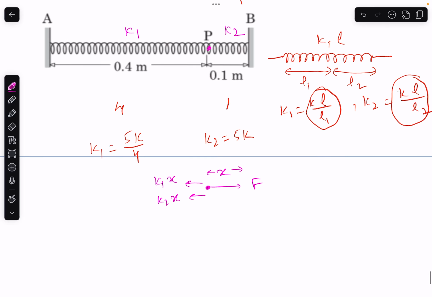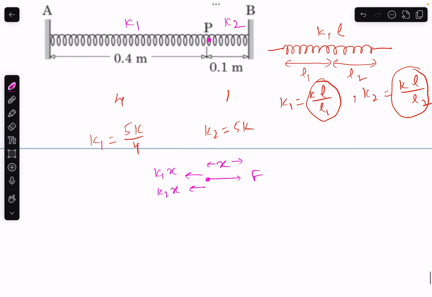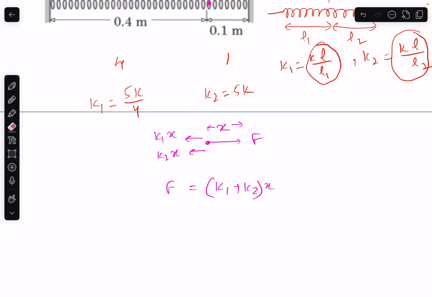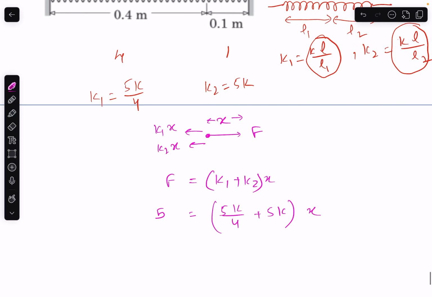Since the point P is moving without any acceleration, because this is an ideal massless spring, the forces must be balanced on the point P. So we can write F equals K1 plus K2 times x. If we put the values, F is given as 5 newtons, K1 is 5K by 4, and K2 is 5K, and x we have to find out.